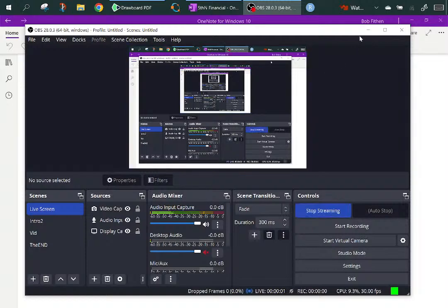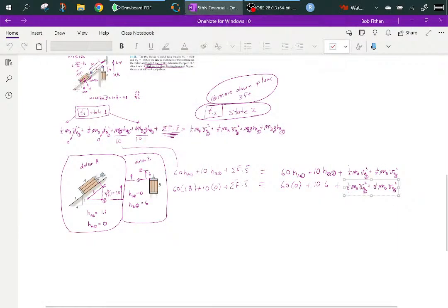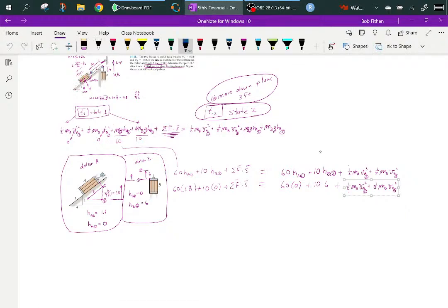So I don't know. Okay. So let's see. It looks like I have that selected. So I obviously copied that and moved it down to here. And so let's see if I can get this kind of straightened out.